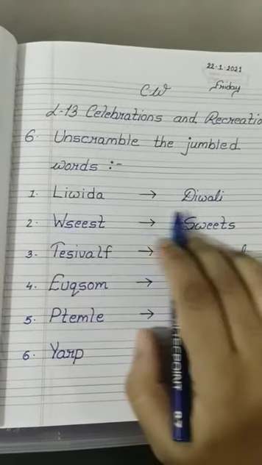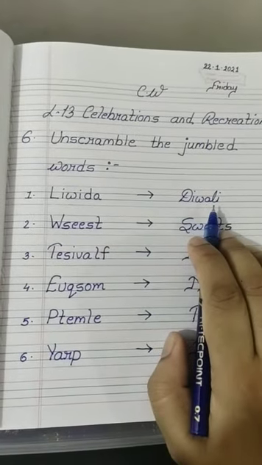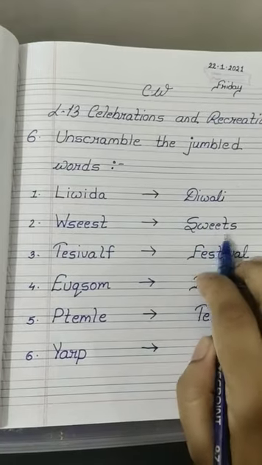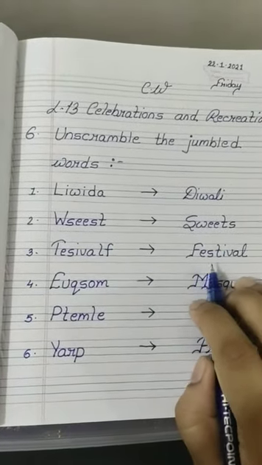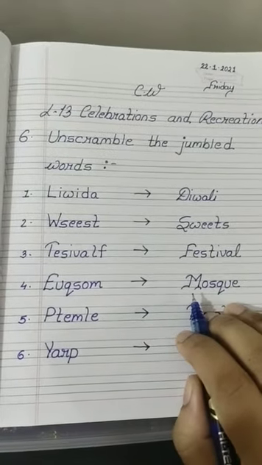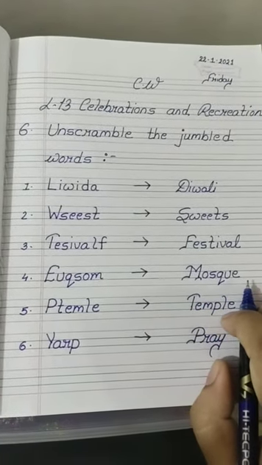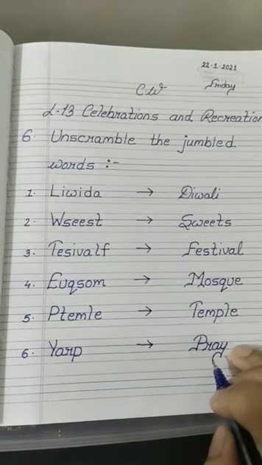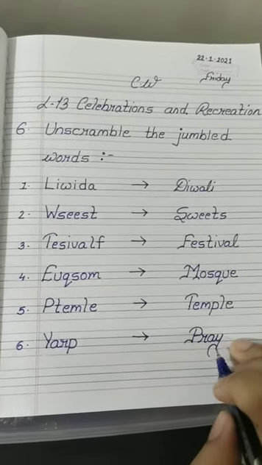Once again repeated, Diwali, DIWALI. Sweets, SWEETS. Festival, FESTIVAL. Mosque, MOSQUE. Temple, TEMPLE. And at last, pray, PRAY, pray.